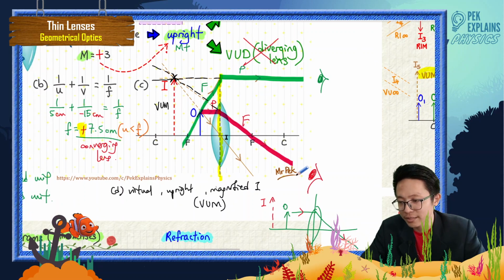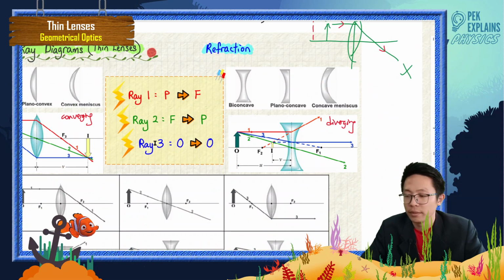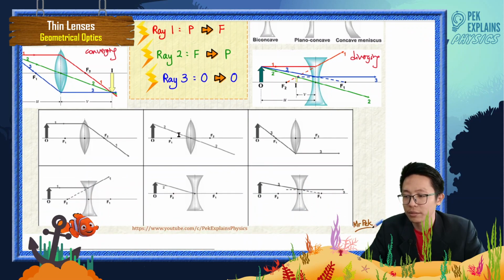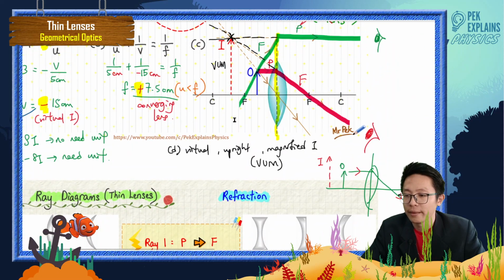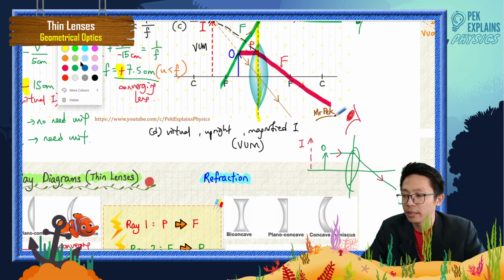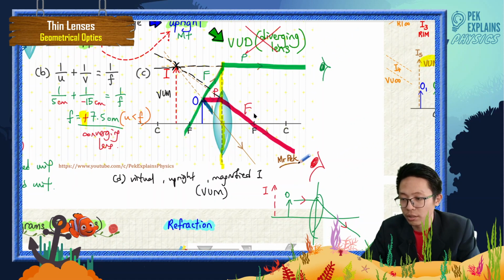Okay, the last line I haven't drawn. What is the last line? The last line is the one passing through the optical center undeflected. That means like this. I use the blue color. Okay, the light passes through the optical center, the center of the lens, undeflected.